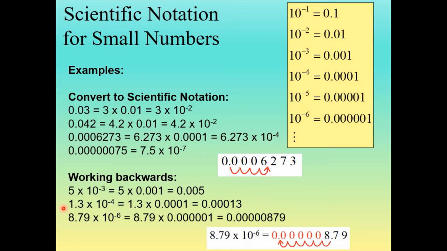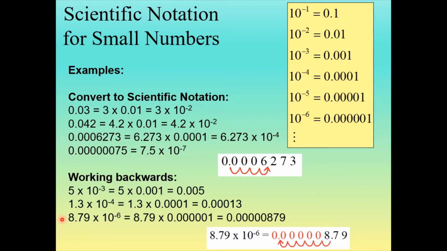The number 1.3 times 10 to the minus 4 is 1.3 times, and we can look up here on the chart, 10 to the minus 4 is 0.0001. And multiplying those together, we get 0.00013. Let's do another one, and I'll show you a trick again.